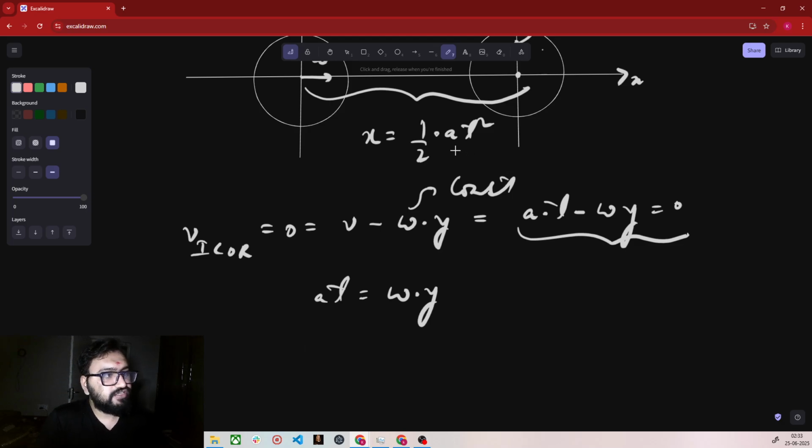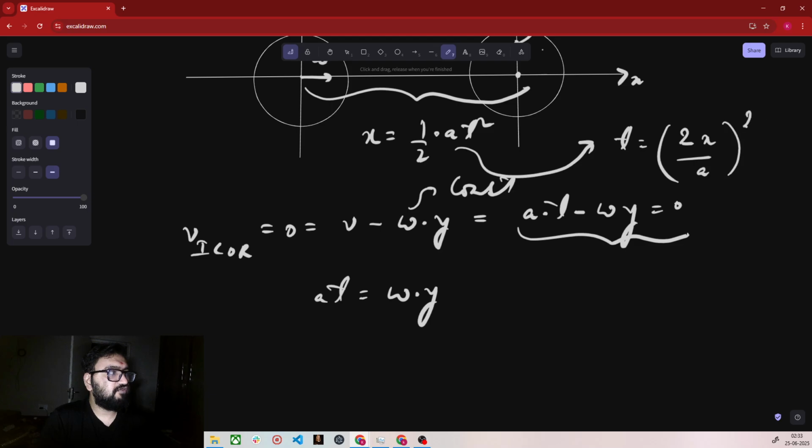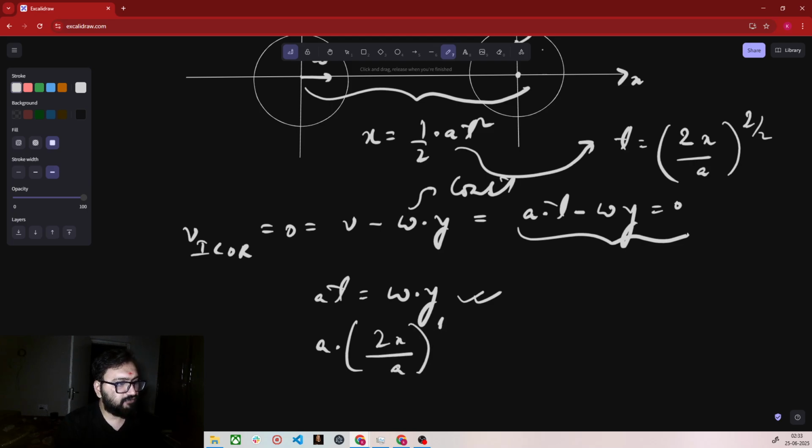I can find out the value of t in terms of x as t equal to (2x/a) to the power 1/2. Now I can put this value of t in this equation. I get a into (2x/a) to the power 1/2 equal to omega into y.